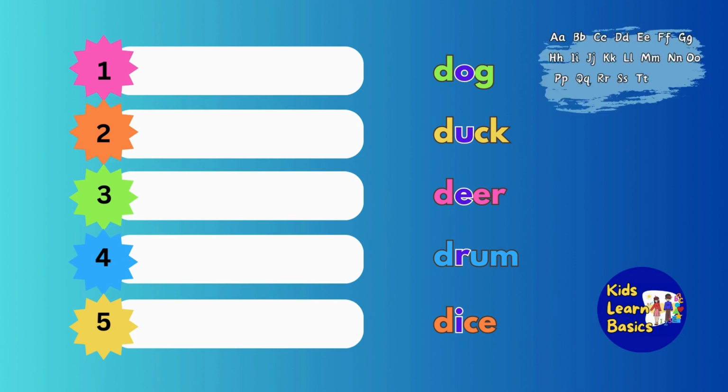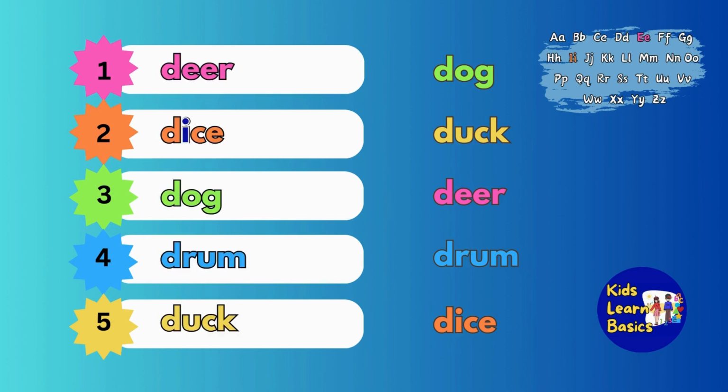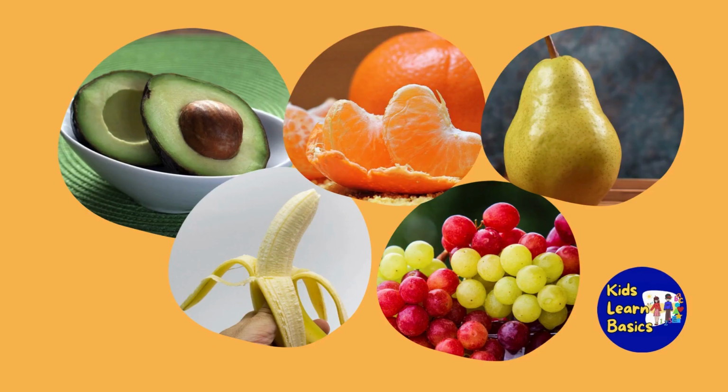Let's again recall the order of the English alphabet. We got E, I, O, R, U. So this is how we arrange the words in alphabetical order: deer, dice, dog, drum, duck.